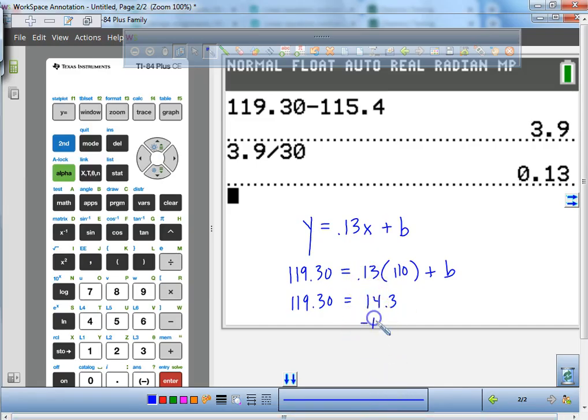And if we take away 14.3 from both sides, that's where you get the 105. So there's our b value.